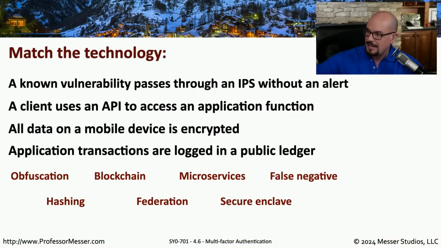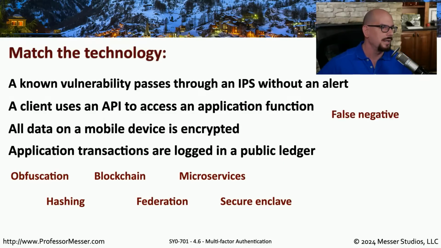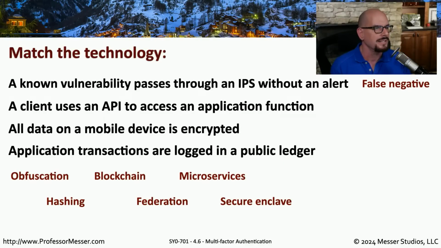The differences, there we go. So now let's have a look at each one. I'm going to put false negative under the first one that we have there. A known vulnerability passes through an IPS without an alert. That is indeed a false negative. A little bit different than a false positive.